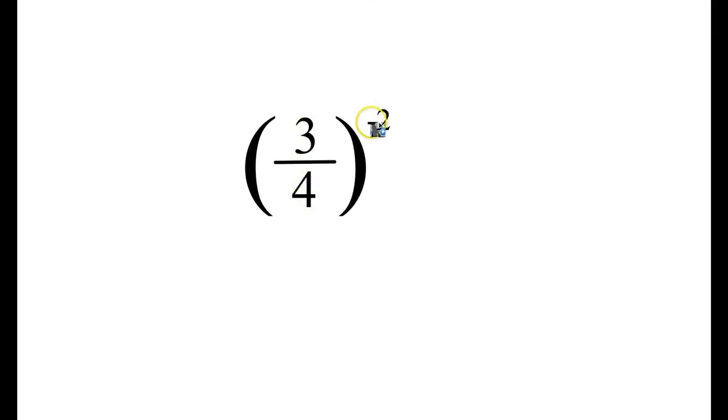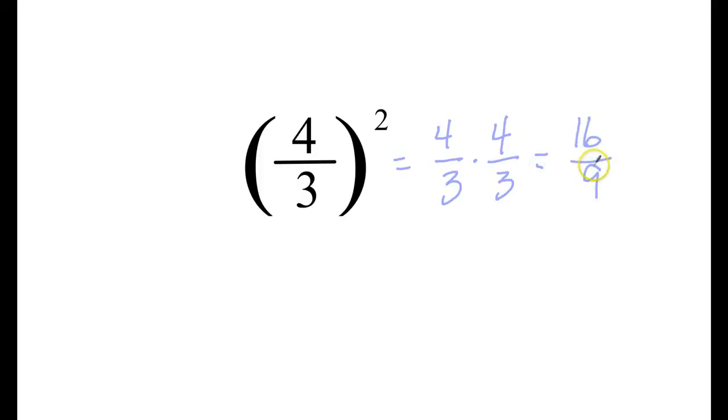Anything in the denominator goes to the numerator. So I'm going to go ahead and flip it. Notice what happened there. Here it is, 3/4 to the negative 2nd power. I'm going to change this to positive. So when I change this to positive, everything flips. I use up that negative. And then from here, this is the same as saying 4/3 times 4/3, which is equal to 16 over 9.